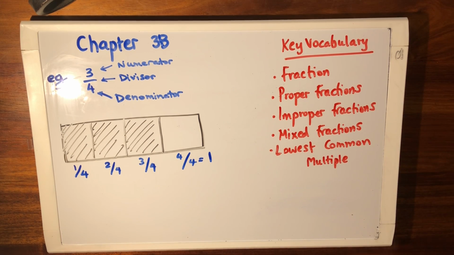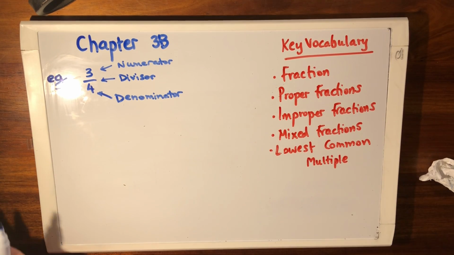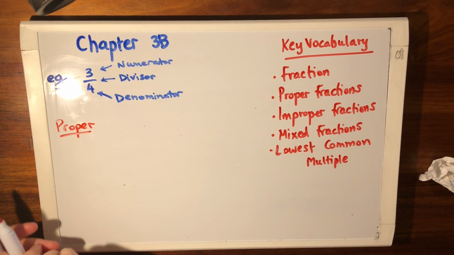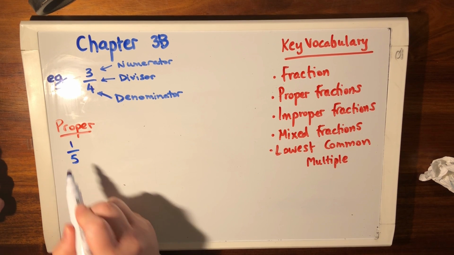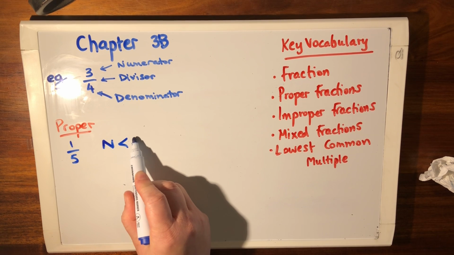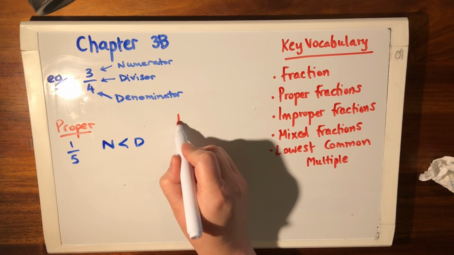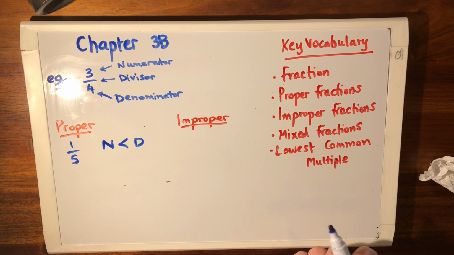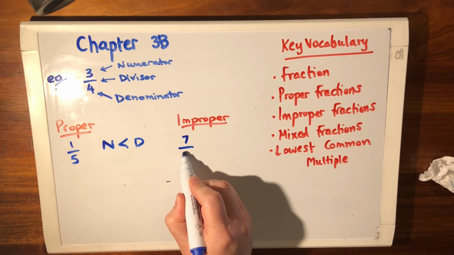Okay, let's look at what a proper fraction is. A proper fraction, we know, is any fraction where the numerator is smaller than the denominator. An improper fraction, on the other hand, is the opposite. An improper fraction would be any fraction where the numerator is larger than the denominator.